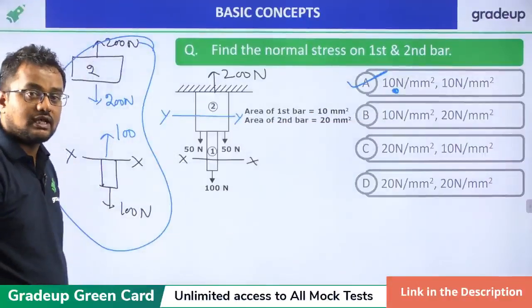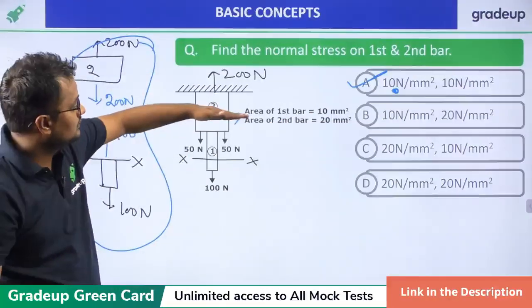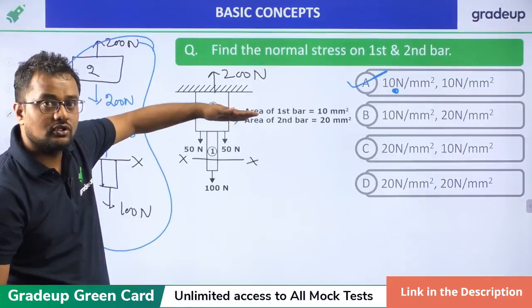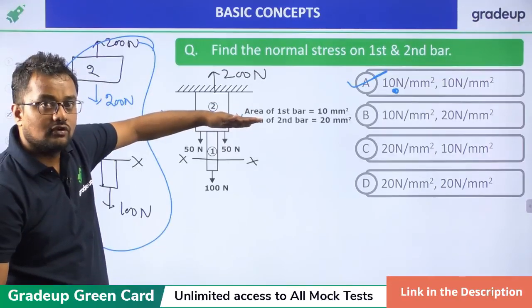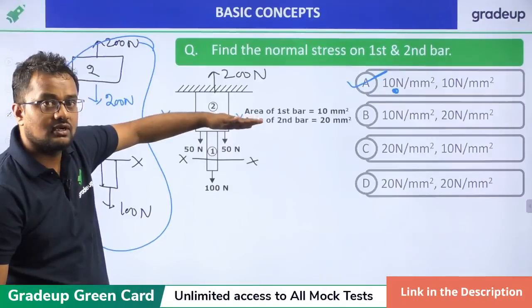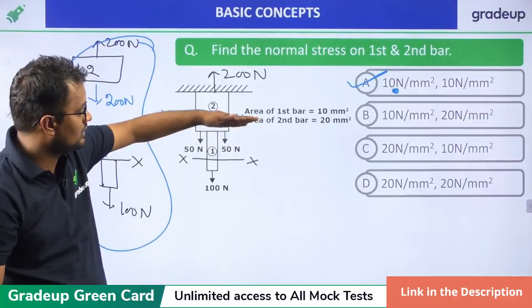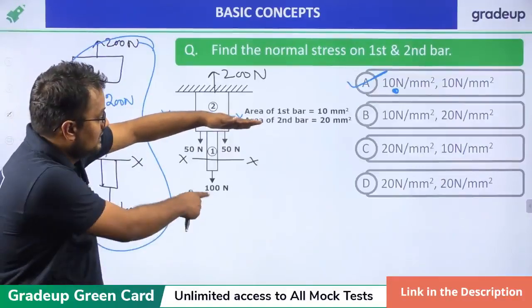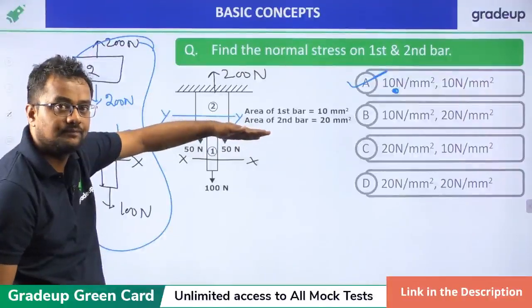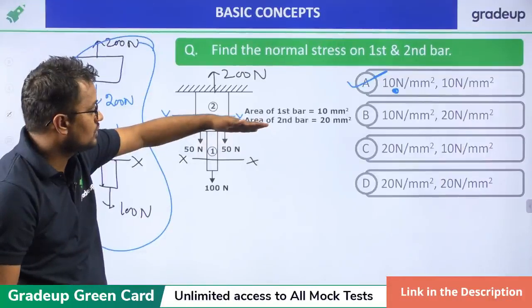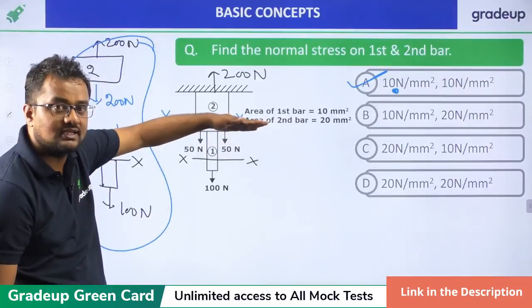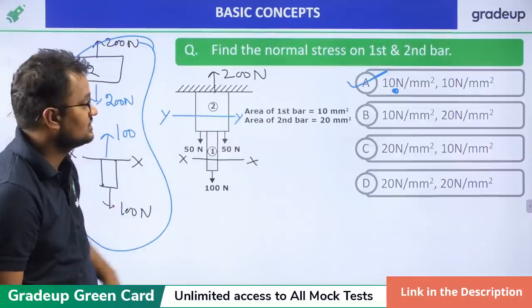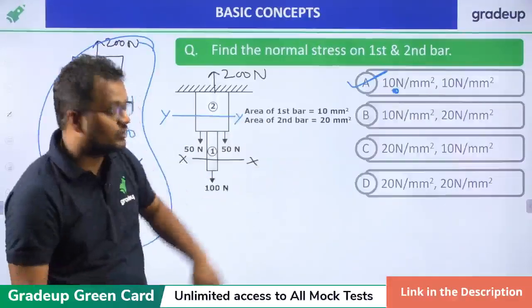If I want to calculate the stress at second bar, put your hand here on the second bar. From above your hand, what you are seeing is force 200 Newton, from below what you are seeing is 200 Newton, from above 200 and from below also 100 plus 50 plus 50 is 200. So from above also 200, from below also 200. So what is the stress? 200 by area. Area is 20. 200 by 20 is again 10.